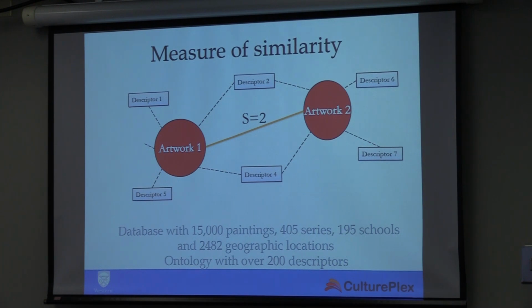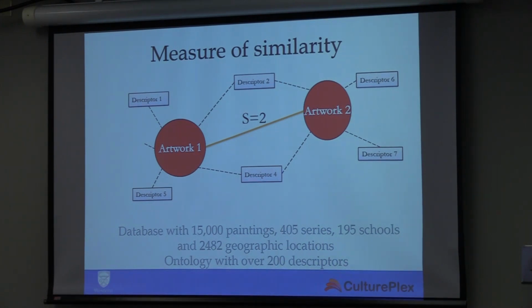Okay? So painting 1 has 5 descriptors, and painting 2 has 7 descriptors. Of those 5 and 7, they have 3 in common. For instance, that they are oil on canvas, that they use green, and that there is a figure of the Virgin Mary. Okay? So then we say that the similarity measure of those 2 paintings is 3. If they have everything in common, it's that they are complete replicas. If they have 5, it's a degree 5.